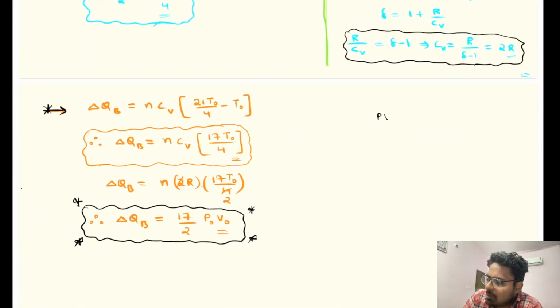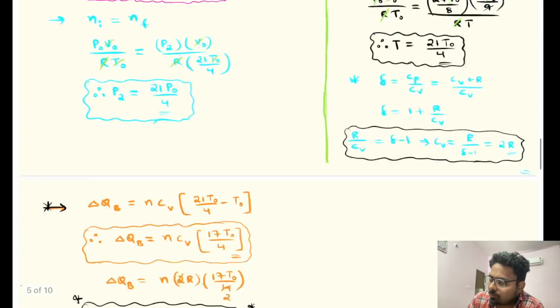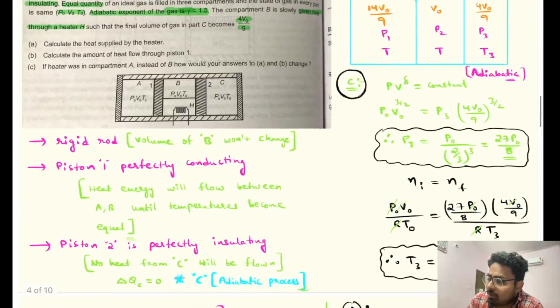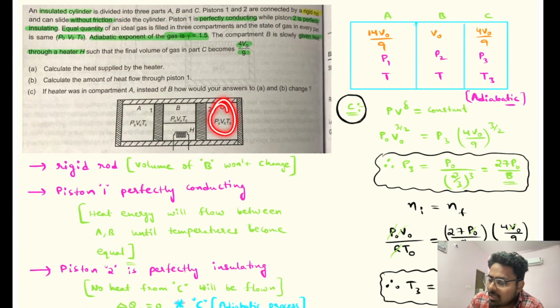PV to the power gamma is constant, right? Work done is the integral of PdV. So the work done is nR delta T by 1 minus gamma. That means I can find the work done in compartment C.